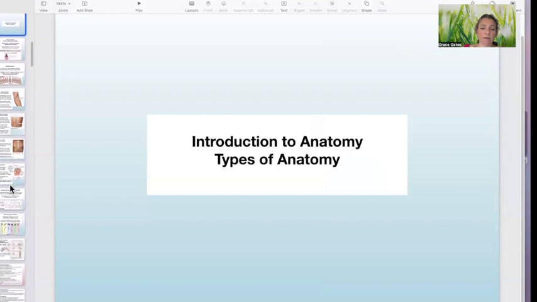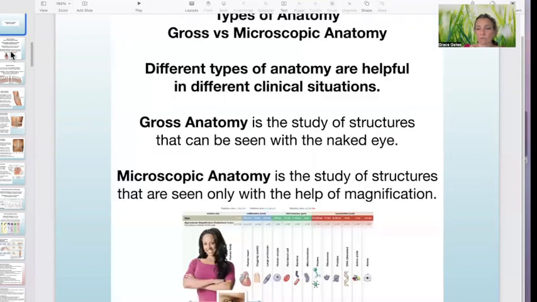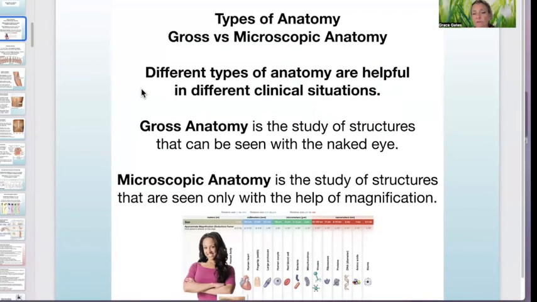All right, introduction to anatomy, types of anatomy. There are multiple types of anatomy. Different types of anatomy are helpful in different clinical situations. If you're thinking of going into any kind of a clinical job, whether it be a nurse, a PA, a doctor, a physical therapist, a physical trainer, different types of anatomy are helpful in different clinical situations. First, the different types can be put into two big buckets.